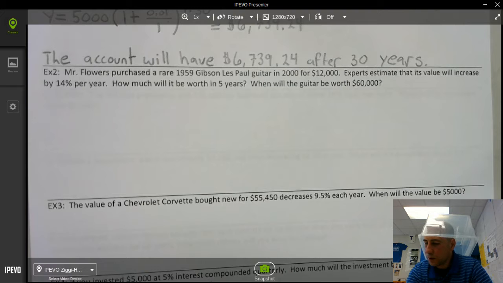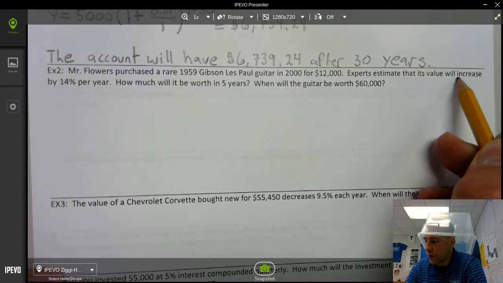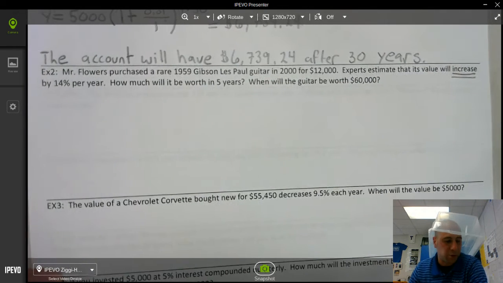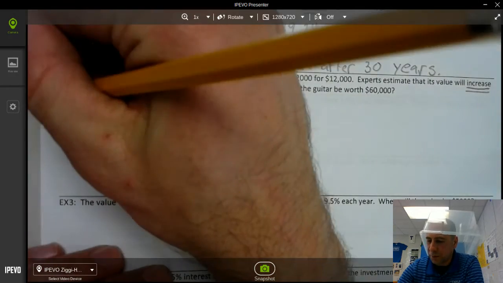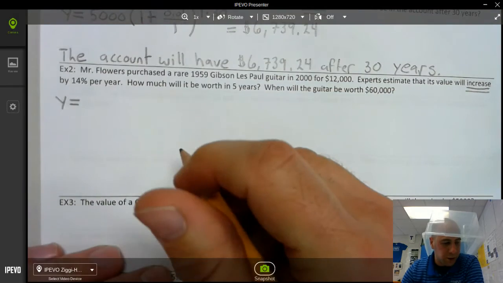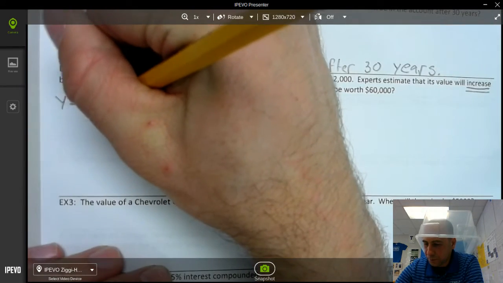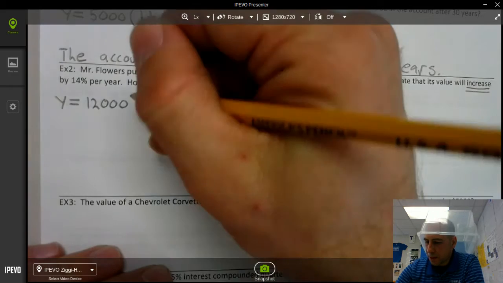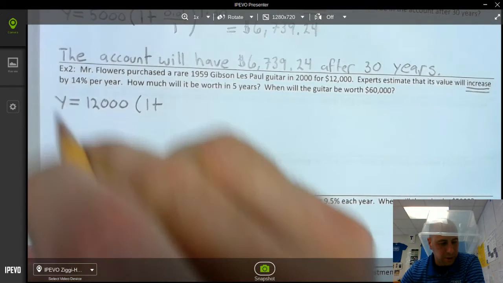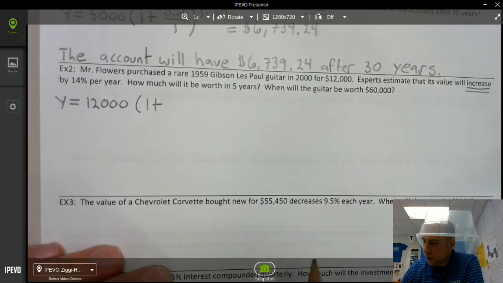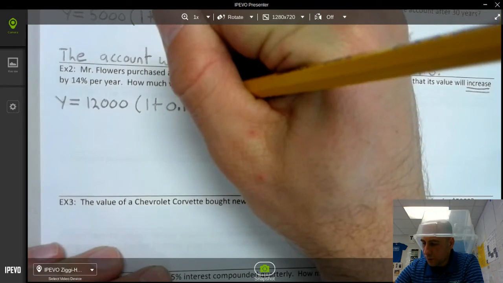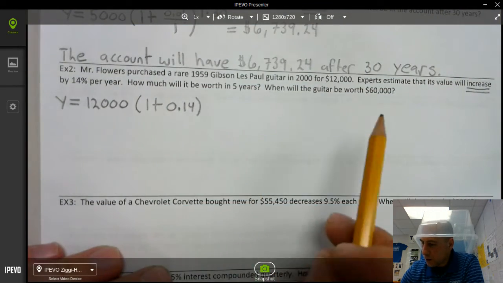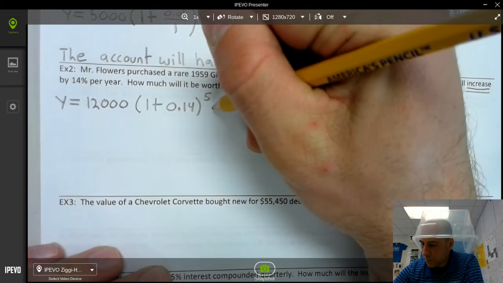Okay. So it says purchased a rare guitar, experts increase. So the key there is increase. So we know increase is growth. Okay. So we go to our growth equation. We don't know the final amount. That's what we're looking for. So that's y equals, we know the initial amount of the guitar is $12,000. Okay. Parentheses 1 plus the rate, which is 14% converted to decimal, is 0.14 raised to the 5 years. Okay.